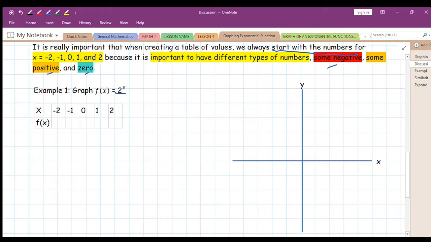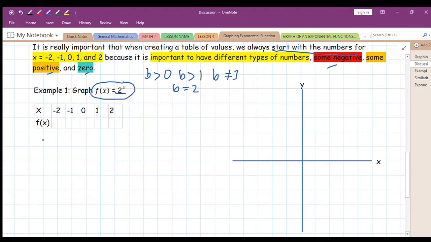Now let's examine this base. Our base is greater than 0, also greater than 1, and not equal to 1. So we have the base b is equal to 2. Now how are we going to find the value of f of x? To make it clear, we must substitute the value of x in our f of x.